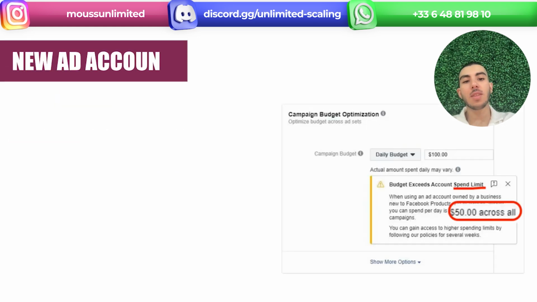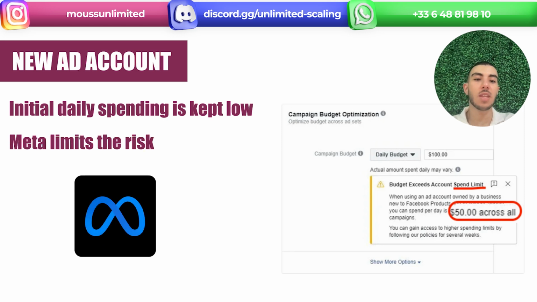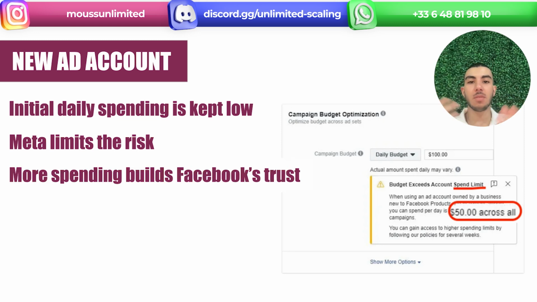So when you start advertising on a fresh ad account, you have a daily spending limit, very low, and you will have an account showing something like this. $50 per day, which is kind of frustrating. It's a way for Meta to limit risk while checking if they can trust you to pay and if they can trust your business to let you keep advertising more. The more ad payments go through and everything is getting approved, then your spending limit will be able to increase.